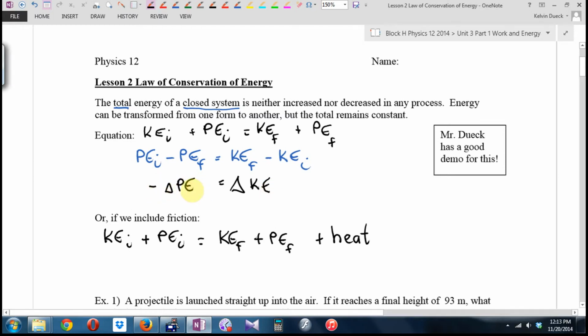Another way to think about this is whatever kinetic energy you gain, you must lose that much potential. Or whatever potential you gain, it comes at the expense of losing that much kinetic. When one goes up, the other goes down. In a closed system, if you have no outside energy sources, so you don't have a battery hooked up to this because that's adding extra energy, or you're not adding extra heat from like fire or something, a closed system.